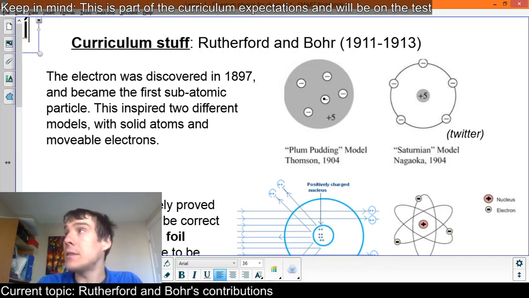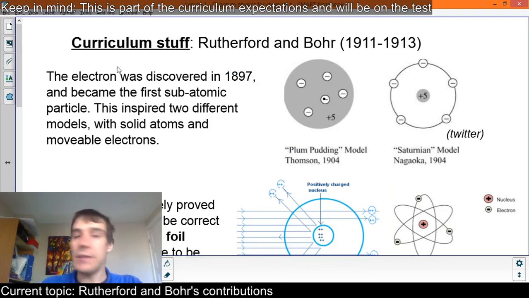All right, so let's talk about it. So Rutherford and Bohr. The electron. The first thing, Thomson discovers the electron in 1897 by running electricity through atoms, and out comes this beam. He actually runs it through a vacuum, and then out comes this beam off of the cathode, and you could move the beam with magnets and with electric fields, and he found out that the beam was made out of negatively charged particles, which he called electrons.